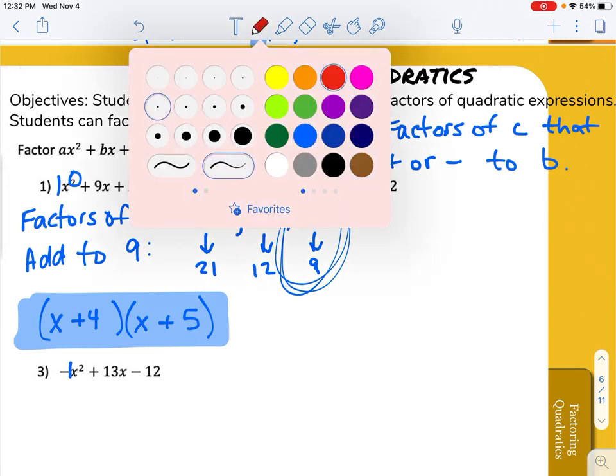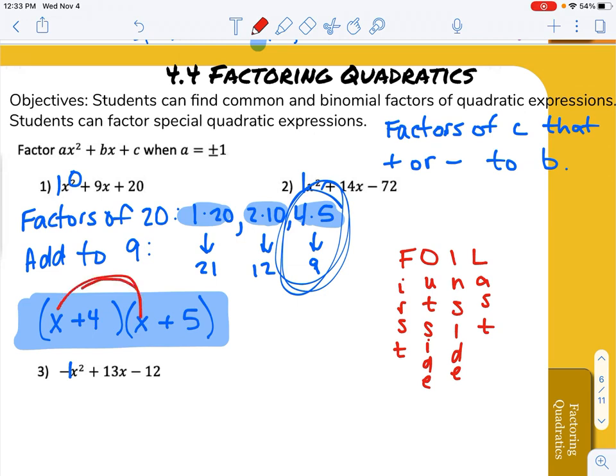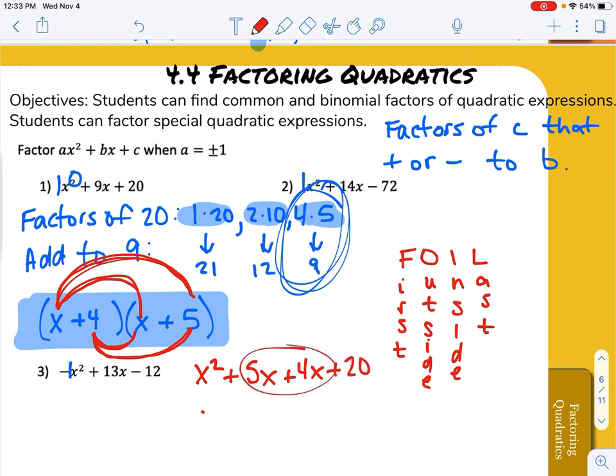I want to show you why this is true, or why these are actually equivalent to each other, by FOILing. You might remember this from Algebra 1. We multiply the first terms, then the outside terms, then the inside terms, and then the last terms. Now this isn't actually part of our problem. I'm just showing you that these are equivalent. So if I multiply my first 2 terms, x times x becomes x squared. My outside 2 terms, x times 5 is 5x. My inside 2 terms is 4x. And my last 2 terms, plus 20. Combine these like terms, I get x squared plus 9x plus 20.